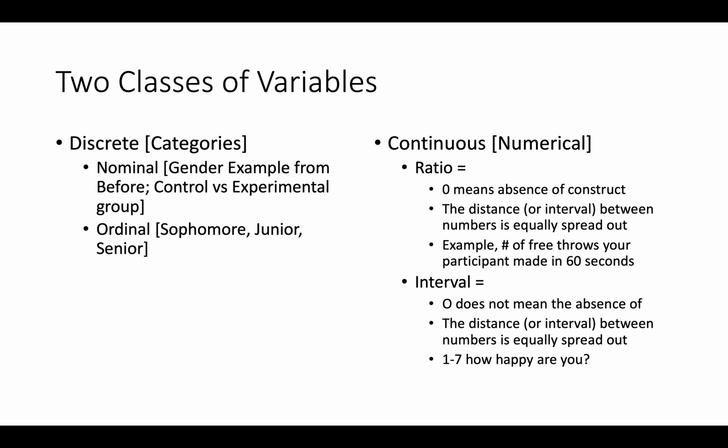Discrete, on the other hand, you either have names, you have numbers assigned to names, like my gender example, or you have numbers that are ordered, but there is no interval there, like my class example.